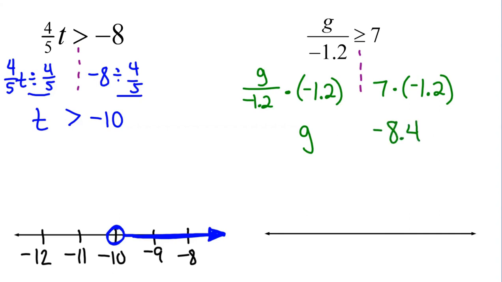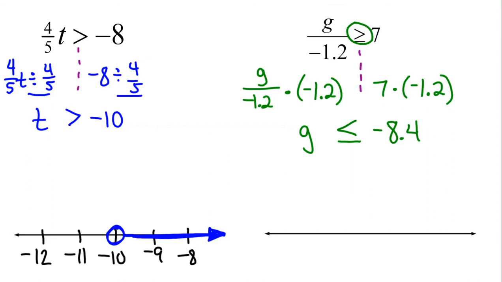Now the decision, should I keep or should I flip? Because I did multiply both sides of this inequality by a number and it was negative. So what does that tell us? We need to flip. So I'm going to flip this inequality around. That is going to be less than or equal to. So g is less than or equal to negative 8.4.